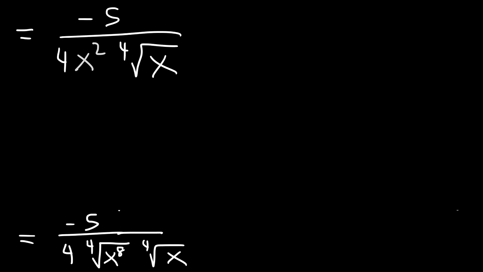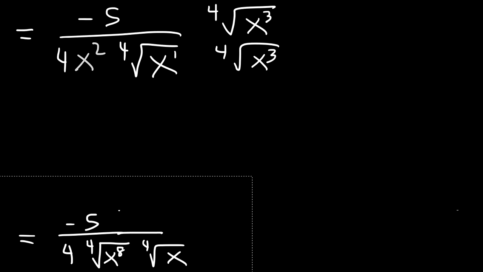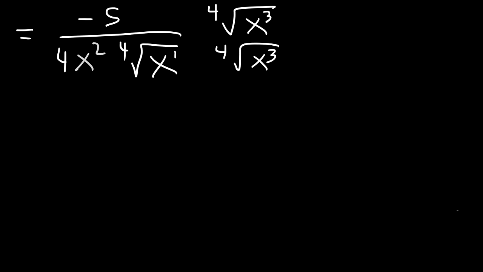Now if you want to rationalize it, we need 4 x variables to be inside of this fraction. I mean, not the fraction, but inside the radical. So I'm going to multiply the top and the bottom by the fourth root of x cubed. Whatever you do to the top, you must always do to the bottom. So in the numerator, I have negative 5 times the fourth root of x cubed.